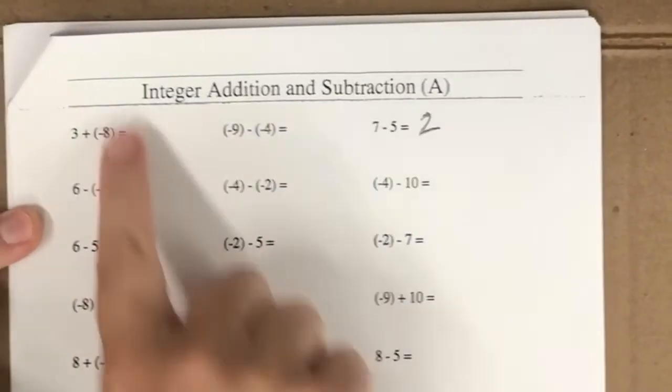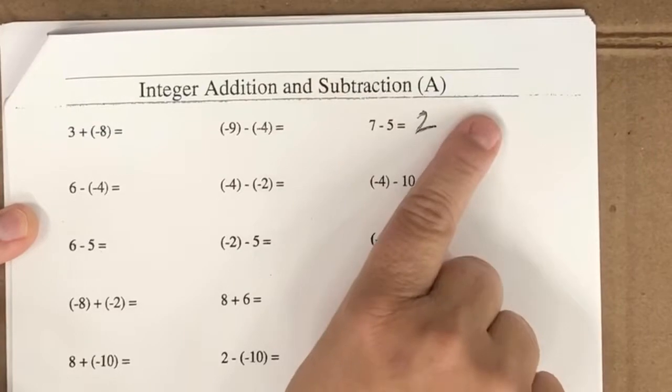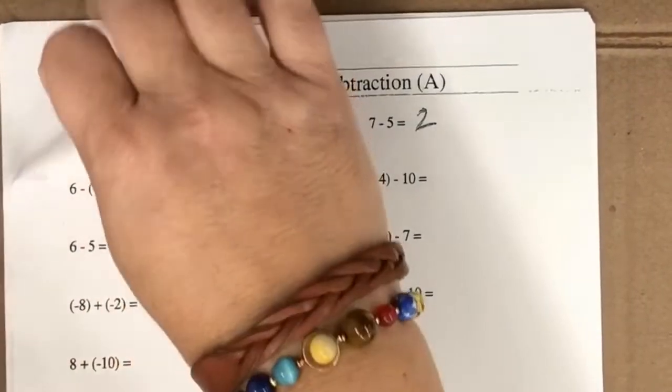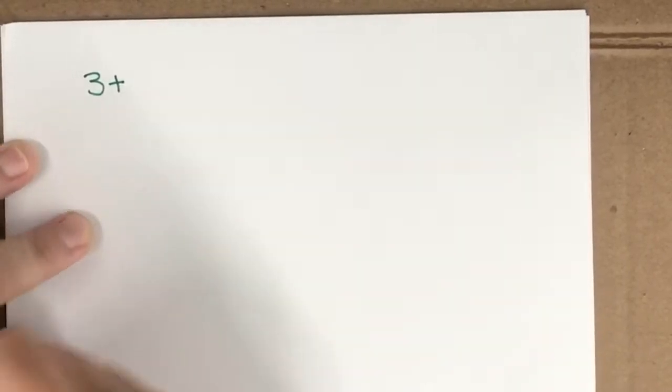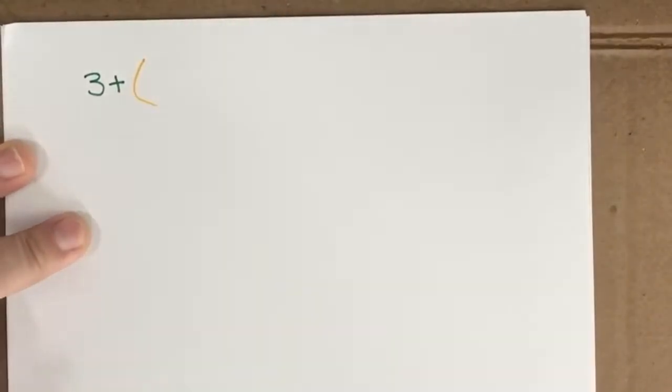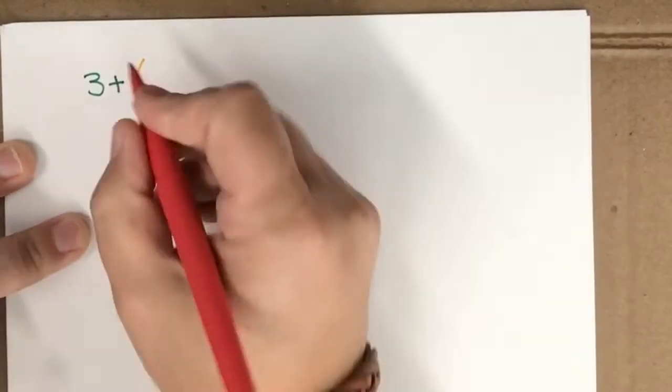Subtract integers. So I'm looking at this page right here, integer addition and subtraction A. And so we're going to start with the first problem, which is 3 plus, and it's in parentheses, right? It says 3 plus negative 8.